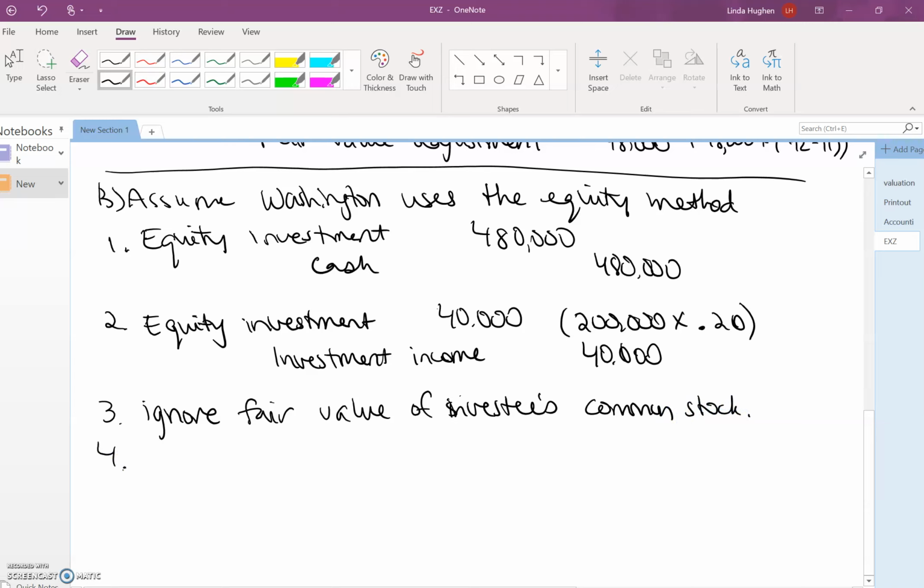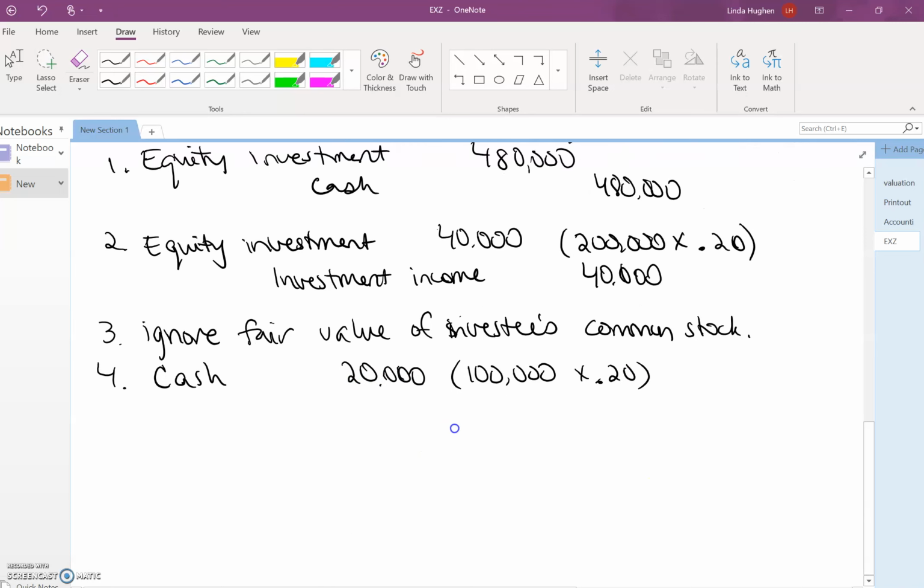On January 28th, 2020, Allied Company announced and paid a cash dividend of $100,000. All right, so we're receiving cash. We don't receive the entire $100,000. We receive 20% of it. And take a second to think about what is the credit side of this entry. It's not dividend revenue. It's only dividend revenue under the fair value method. This is the equity method, so we reduce the equity investment account.